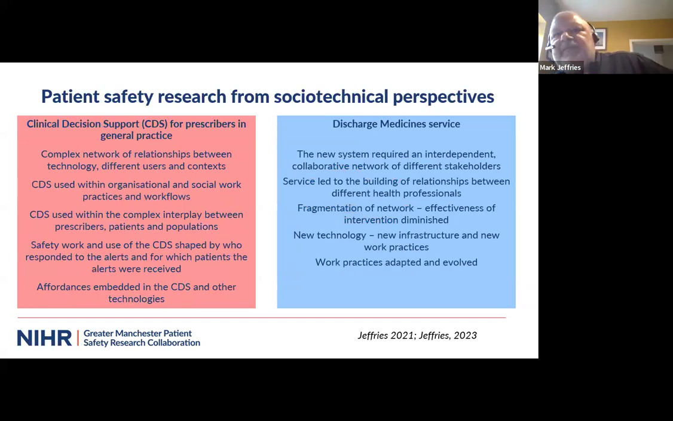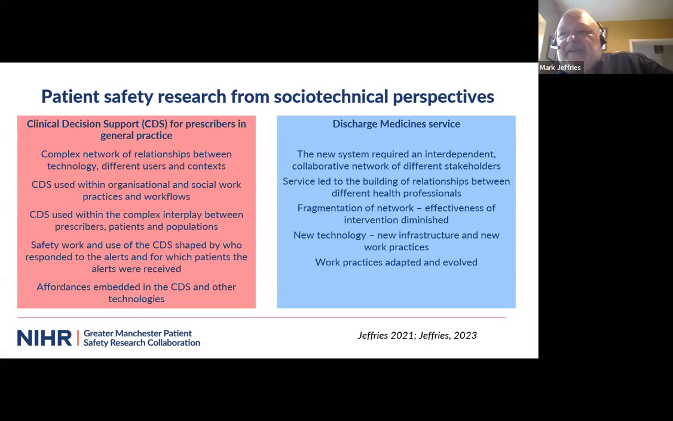So this is a couple of other pieces of work that we did from general practice, again looking at the use of clinical decision support in general practice. In the first of these studies, clinical decision support alerts were based around prescribing, again pop-up alerts embedded within the electronic health record.